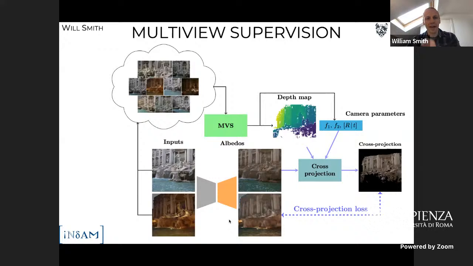So these two images are captured under very different lighting, but we know that the albedo at each scene point should be the same. And we use our offline multi-view stereo structure from motion to give us a depth map and the camera parameters that allow us to cross project between these two different viewpoints. So we can now ask that the albedo in this image cross projected is equal to the albedo estimated in the other image. So we require some albedo consistency. There are a few other tricks to make this work, but that's kind of the two main ingredients. So I'll show you some results and then some extensions.